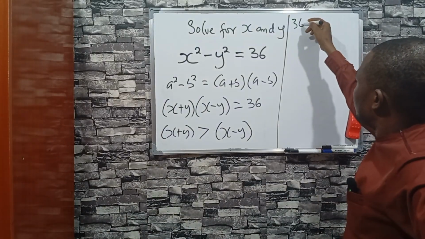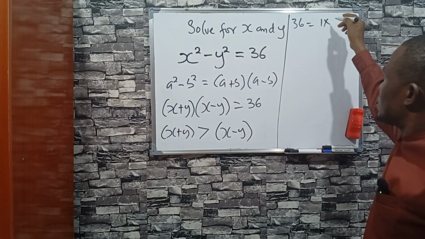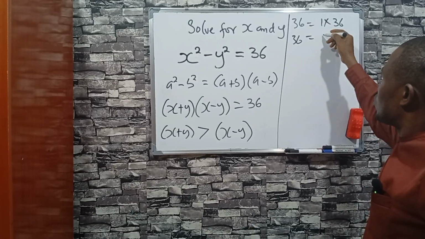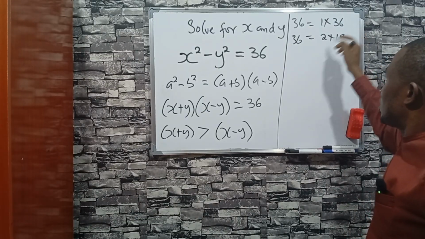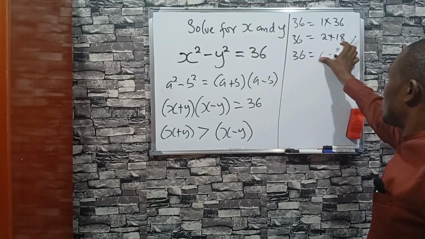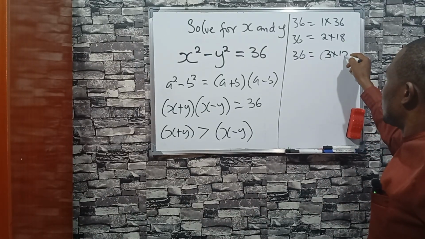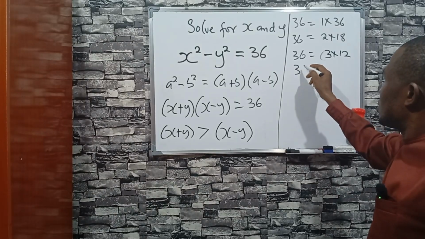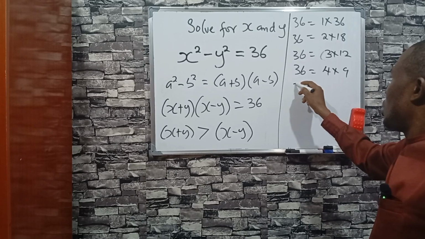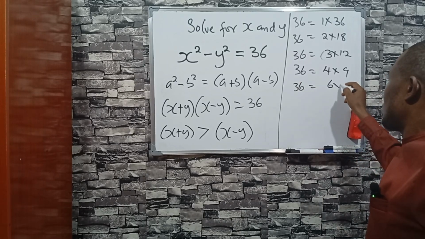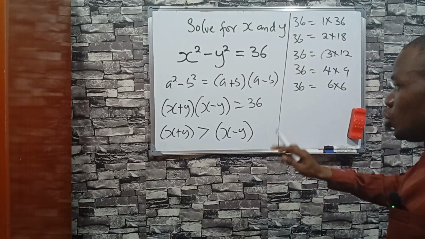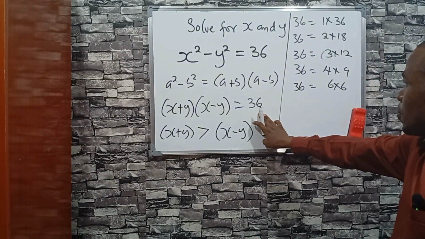So I have 1 times 36, I also have 2 times 18, 3 times 12, I can have 4 times 9, and it's possible to have 6 times 6, which is 6 squared. So let's see which of them we can use to replace this.